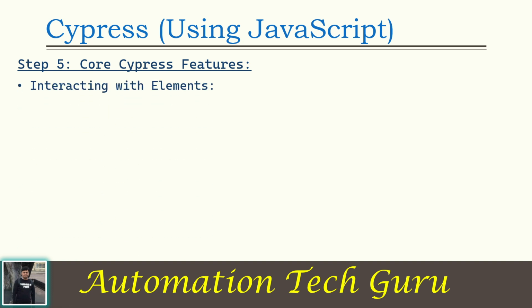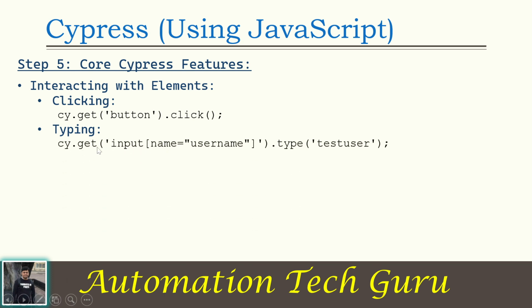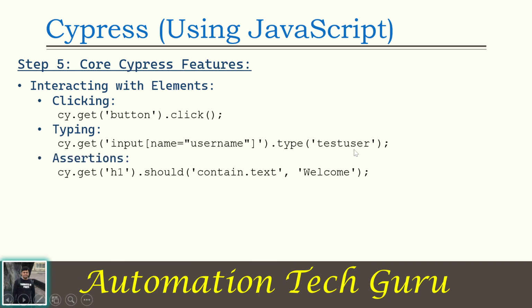Next is core Cypress features. Interacting with elements: clicking, cy.get('button').click(). Typing: you can get the input, cy.get('input[name=username]').type('testuser'). How to assert: you can use cy.get('h1').should('contain.text', 'Welcome').